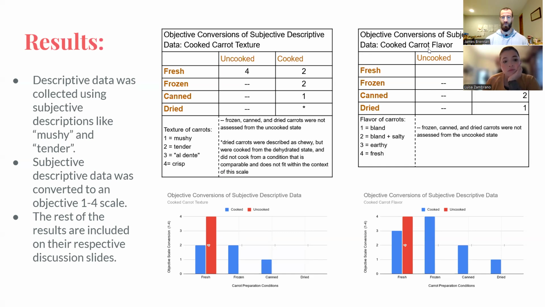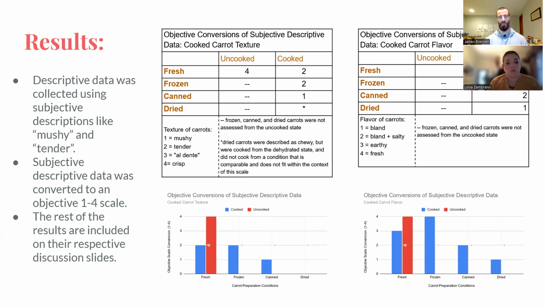So for that specific piece of data, these two tables here were created to represent carrot texture on the left and carrot flavor on the right. So for the texture, only fresh was assessed from the uncooked state for texture and flavor. But we could see here that fresh had a very crisp texture, but then once cooked, both fresh and frozen had a texture that was described as tender, whereas the canned had a texture that was described as mushy.